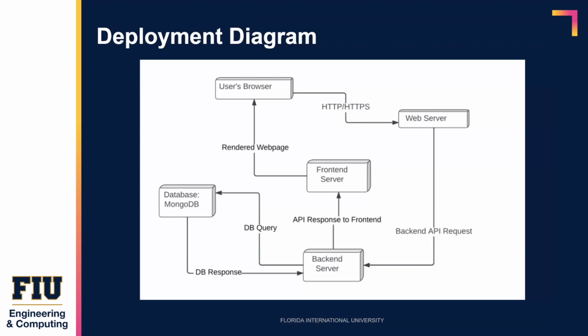I'm going to present the deployment diagram now. So from the user's browser, they make an HTTP or HTTPS request, which the web server receives, and the web server then sends a backend API request. The backend server, before doing anything, will make a database query to the MongoDB NoSQL database, send a response back to the backend server, which will then send an API response to the front-end server, which renders the web page for the user's browser.